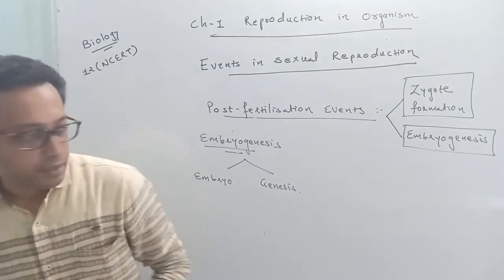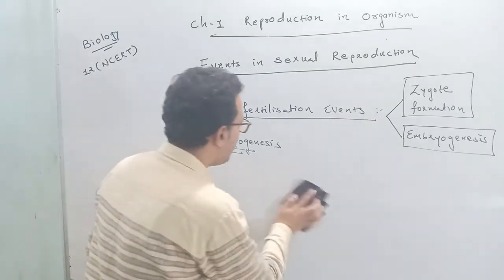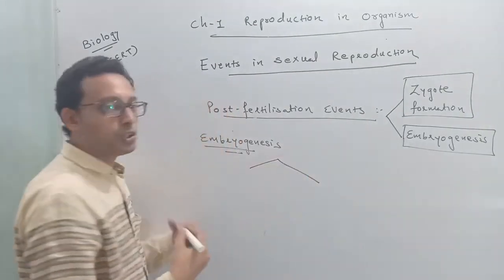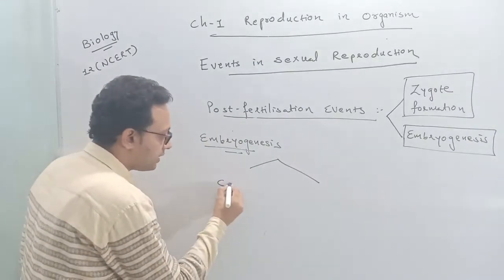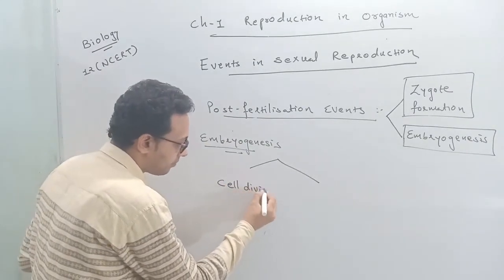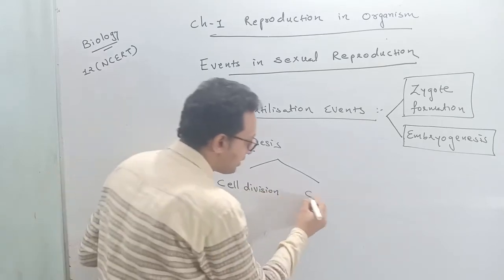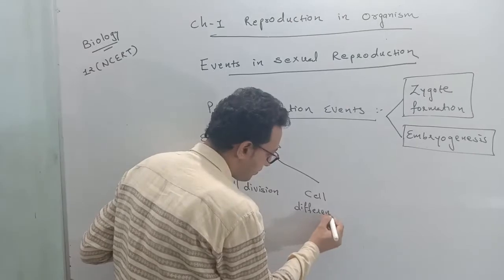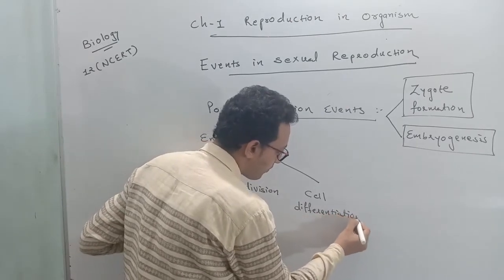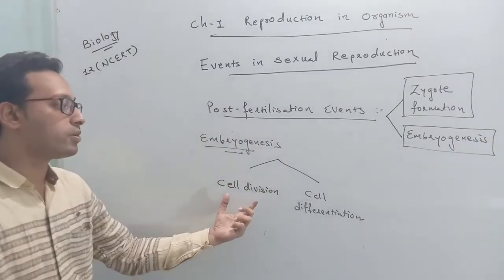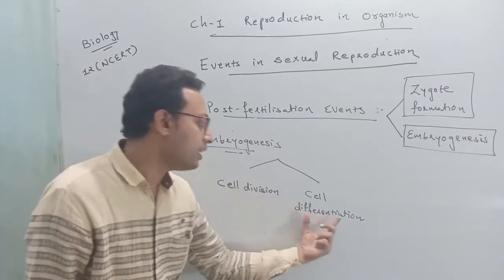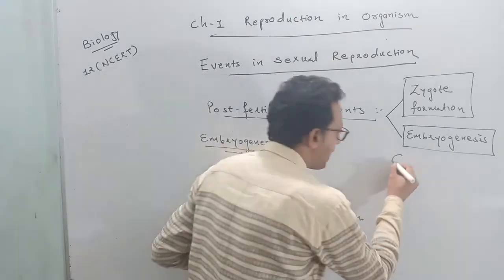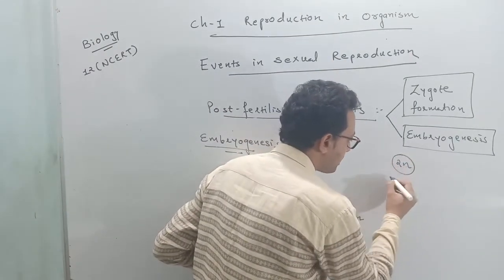Now this embryogenesis involves two processes. First is cell division, and the second one is cell differentiation. So embryogenesis involves how many processes? Two, cell division and cell differentiation. So let's see how the process occurs. Now you know that embryo formation occurs from a zygote. This is a zygote.